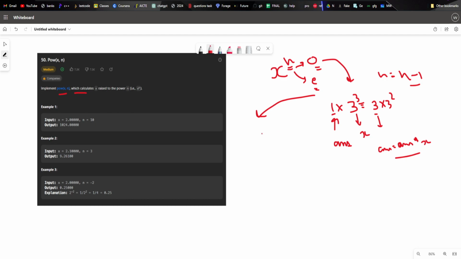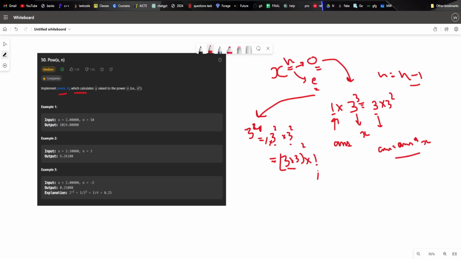Now let's understand what happens when n is even. Let's take an example like 3 to the power 4. Then I can say it is 3 to the power 2 multiplied by 3 to the power 2. Now I will do 3 multiplied by 3, because it is common, to the power 2. As I can see, my answer, which is 1, will remain the same.